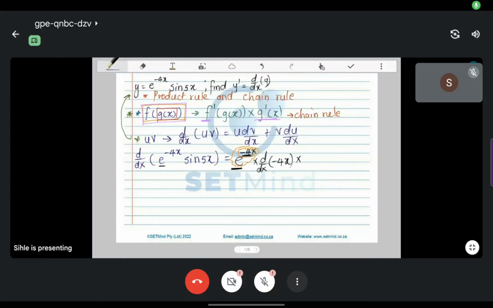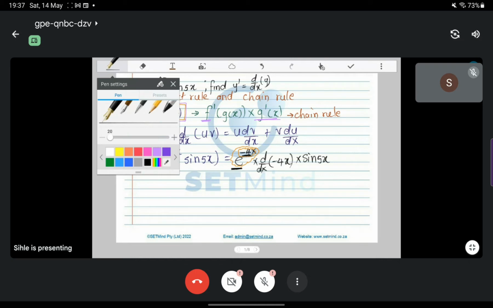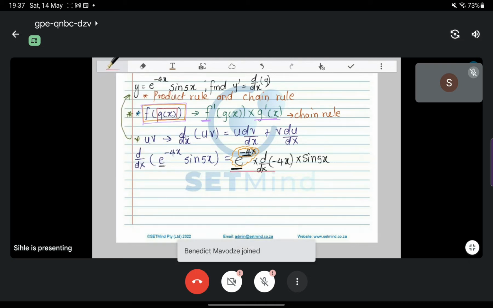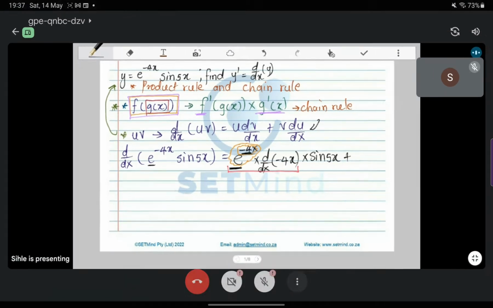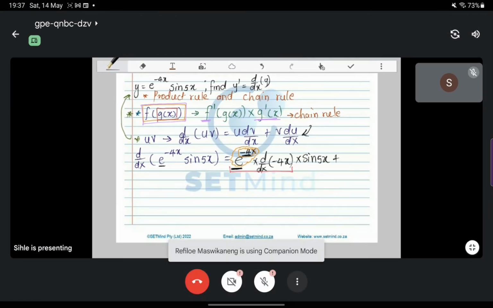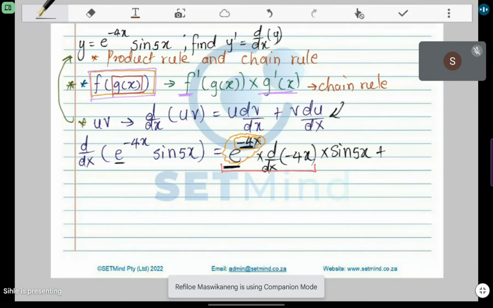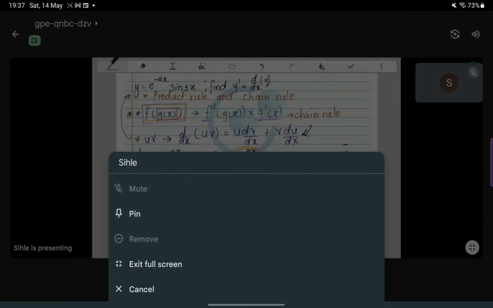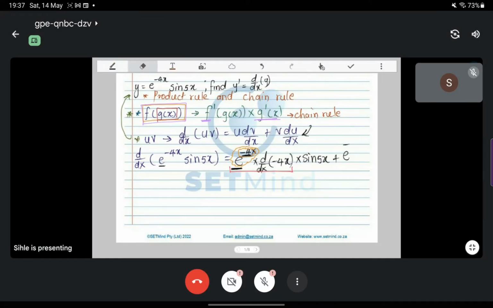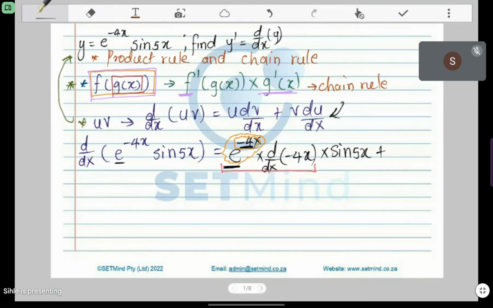Gonna multiply by sine 5x. So for this one, we're only deriving this part, which is basically e to the power of negative 4x. And then now we add, as we can see above here. Now I'm gonna keep the e to the minus 4x constant and derive the sine 5x. Let me go to the next page.